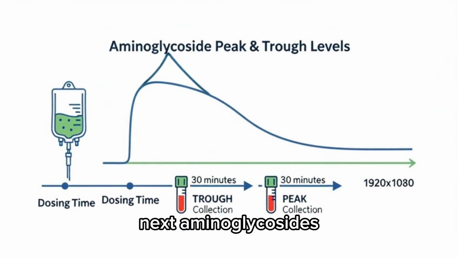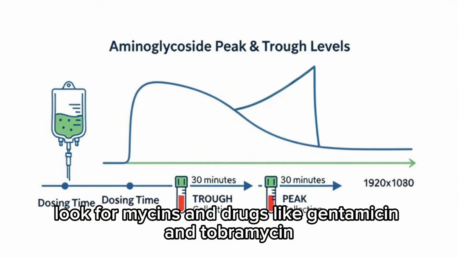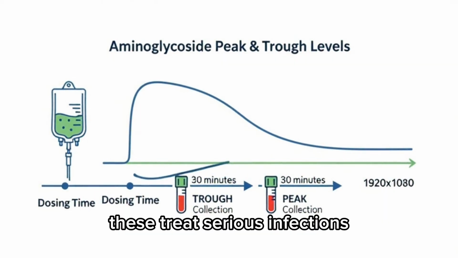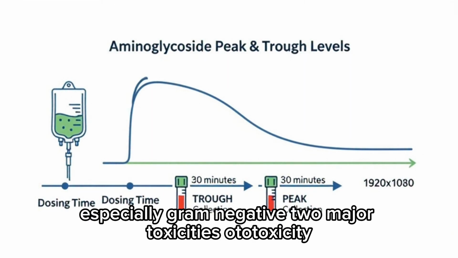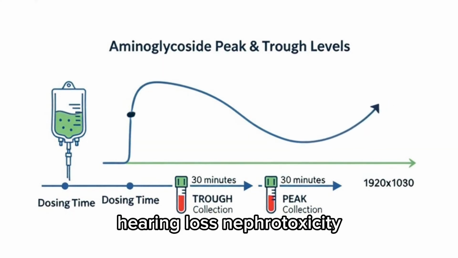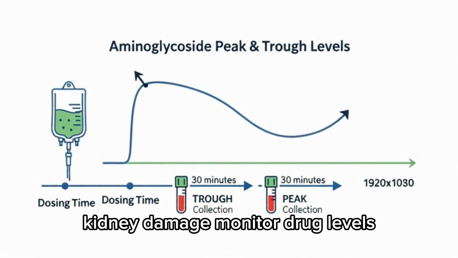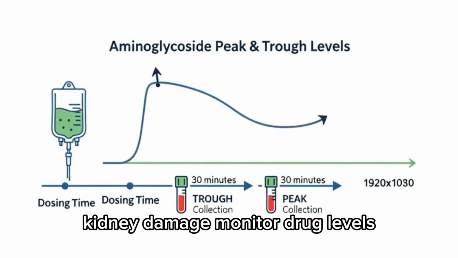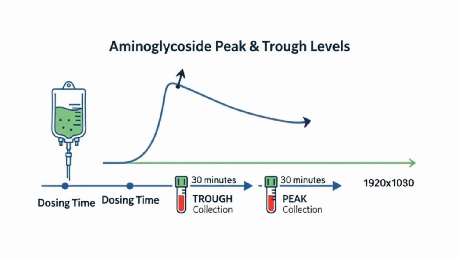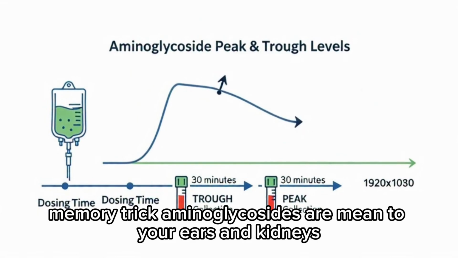Next, aminoglycosides. Look for mycin in drugs like Gentamicin and Tobramycin. These treat serious infections, especially gram-negative. Two major toxicities: ototoxicity, hearing loss; nephrotoxicity, kidney damage. Monitor drug levels. Check kidney function. Memory trick. Aminoglycosides are mean to your ears and kidneys.